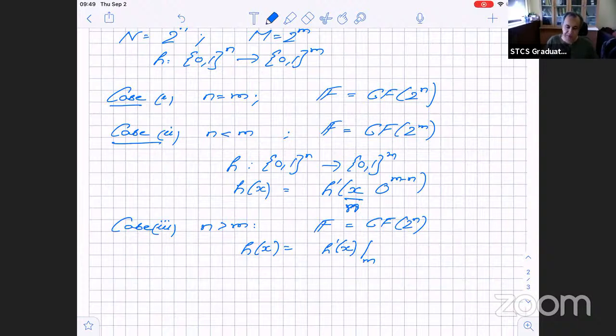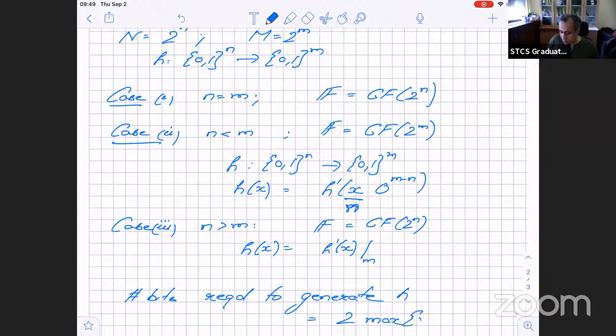So notice how many bits do you require to generate the pairwise independent function? It was 2 log f bits. So what I want to say is the number of bits required to generate h is just twice max of m comma n. It's 2 log f. In either case, it's twice max of m comma n.